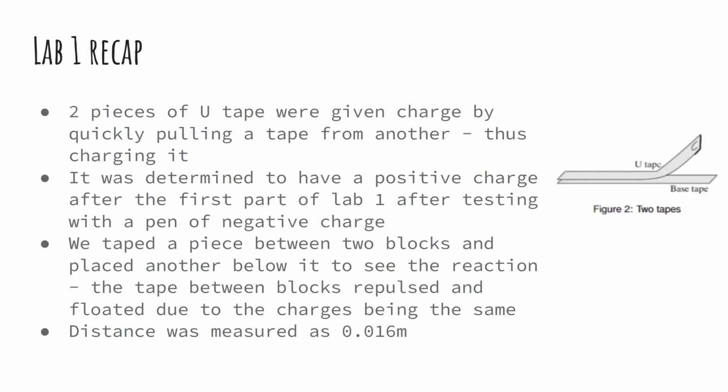So just a recap of lab 1. Two pieces of tape were given charge by quickly pulling one tape from another, thus charging it. You can see the diagram there that demonstrates as such. And the basic results, qualitatively, were that it was determined to have a positive charge. We tested it against a pen with a negative charge, and determined that they did in fact attract. We then taped a piece between two blocks and placed another below it to see the reaction, and the tapes repelled and floated. So the tape that was on the blocks went upwards and sort of floated there until the forces sort of cancelled out, right? And the distance was measured at 0.016 meters.